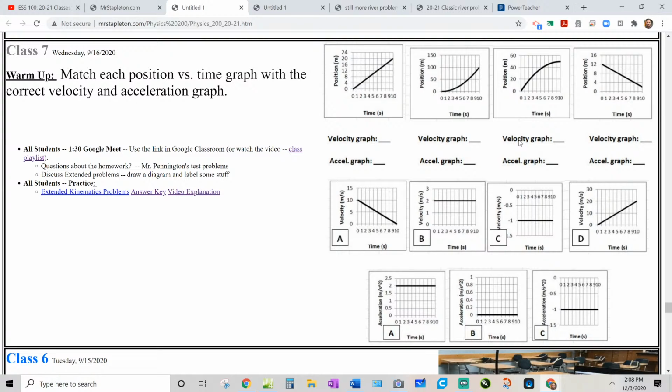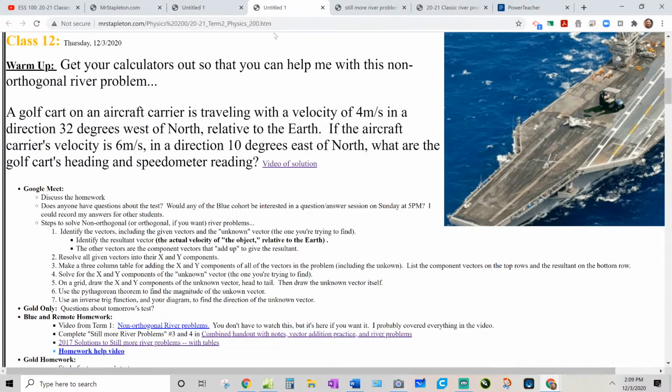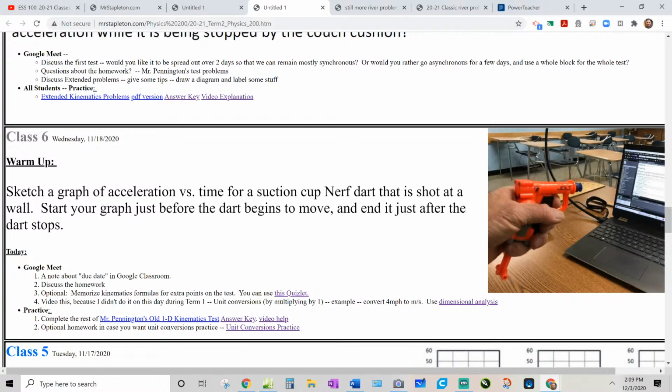There's going to be one graph where I'll describe an event or something that's happening, and you have to graph acceleration versus time. So some of them in class I've done with you, or a ball bouncing. I could go back through some of the warm-ups that we've done. There was this one about the Nerf dart. When a Nerf dart shoots out of here and it hits a screen or a wall, graph the acceleration from the moment it starts to move until the moment it stops.